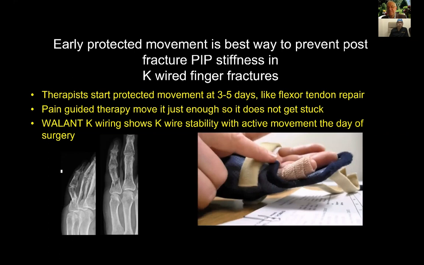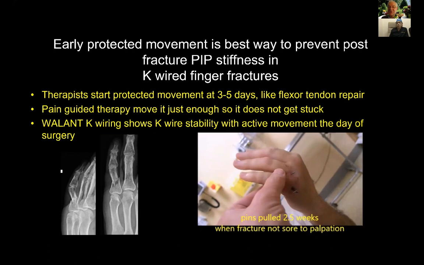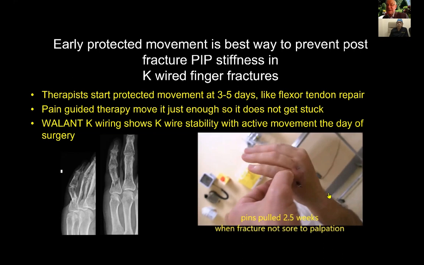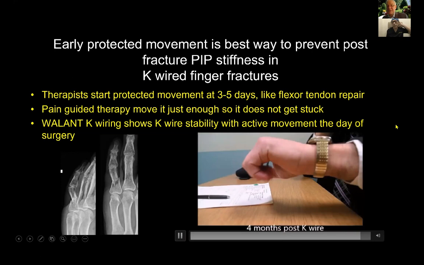And then you pull the K wires out when the fracture is no longer sore to palpation. In my patients, that's usually between 2.5, 3, 3.5 weeks, if the fracture is closed and there's good blood supply and they're not smokers. And here he is at 4 weeks after surgery.